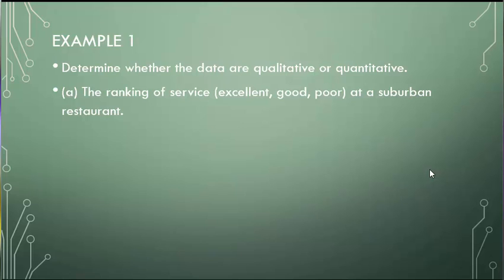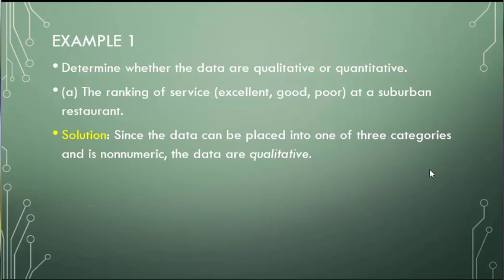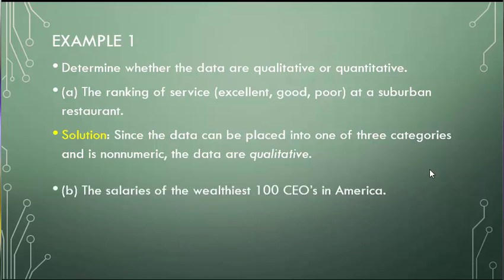Well, we can think about that there. All the data would be these three words. So that would be an example of qualitative data. We can count how many of them there are, but that's the only kind of arithmetic we can do with them, so to speak.